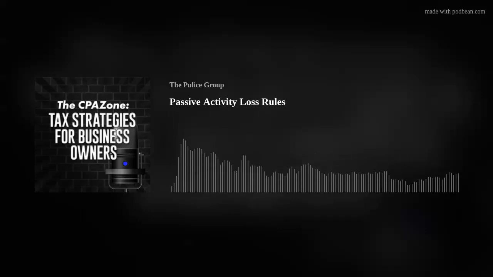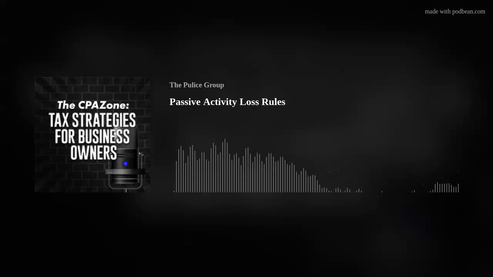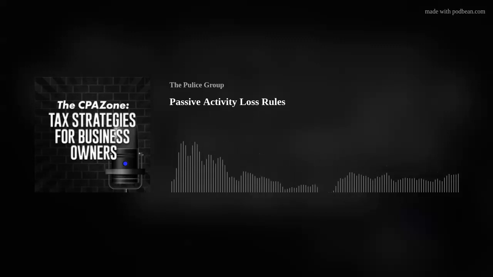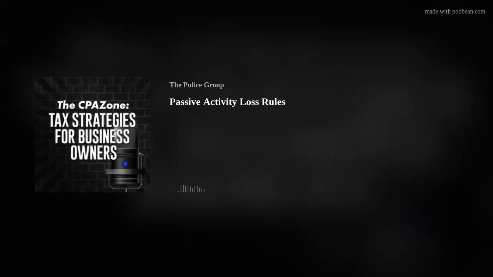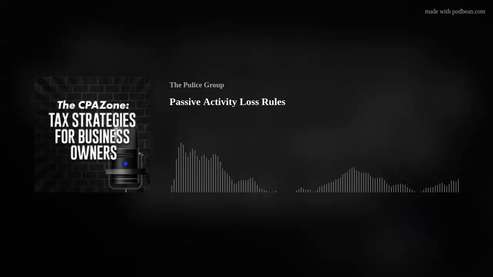So this exception allows you to deduct up to $25,000 in losses against active income if your modified adjusted gross income is less than $100,000. The $25,000 exemption is phased out 50 cents for every dollar your income exceeds $100,000, and is completely phased out at $150,000. So only individuals can actively participate.